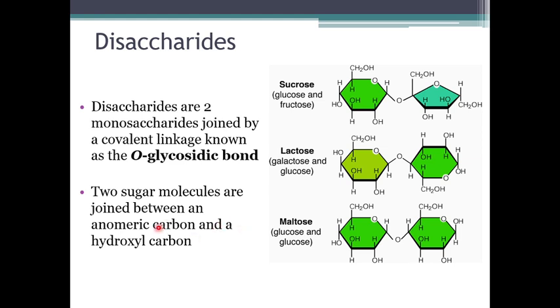Two sugar molecules are joined between an anomeric carbon and a hydroxyl carbon. As you can see, the anomeric carbon of the left sugar, and this is the anomeric carbon, is joined with another carbon that can be an anomeric carbon or a different carbon with a hydroxy group.